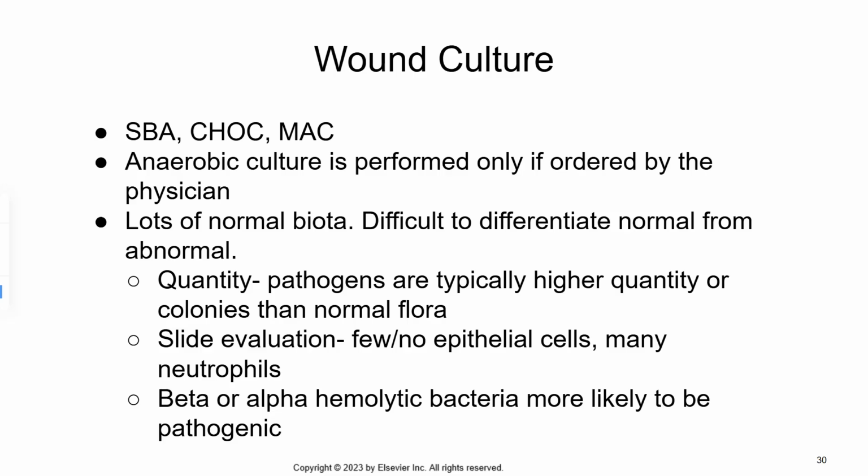Slide evaluation: few or no epithelial cells, but many neutrophils. So if we have a specimen and we stain it and it looks like there's very few epithelial cells, but a lot of neutrophils, we know that that is a good specimen and we can go forward with performing the procedures on that. Beta or alpha hemolytic bacteria are more likely to be pathogenic than gamma.